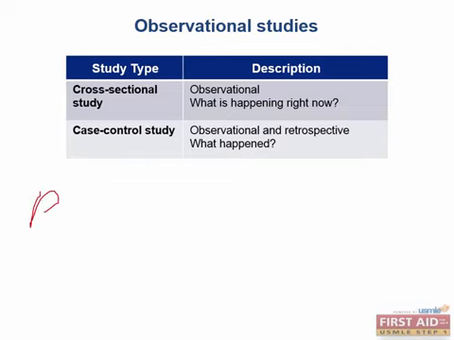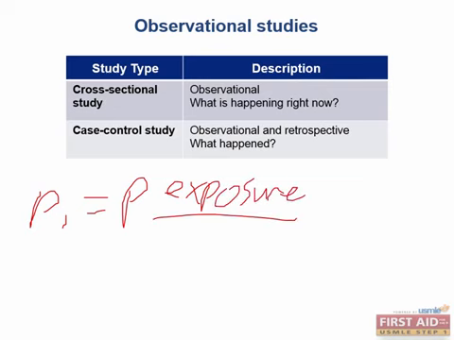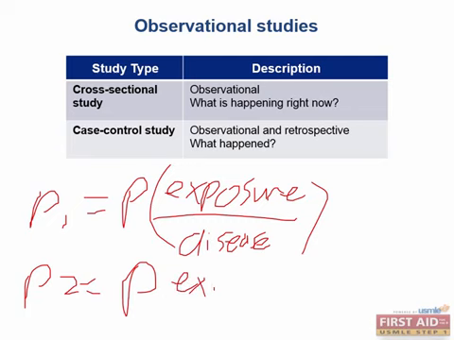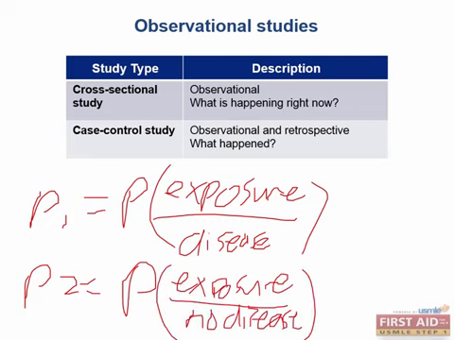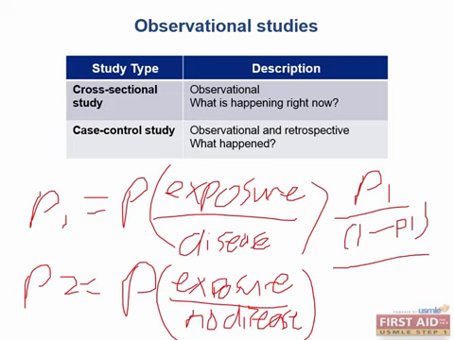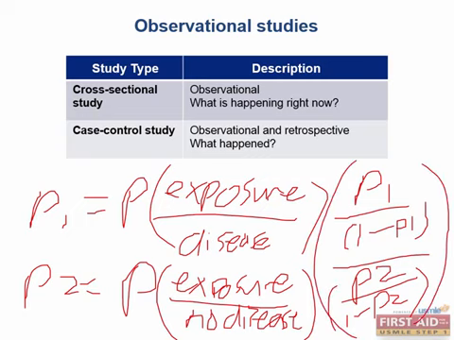Okay, so let's define P1 as the probability of exposure in the context of the disease. And let's define P2 as the probability of exposure in the context of no disease. Now, if we do that, putting everything together, we define the exposure odds ratio as P1 over 1 minus P1 over P2 over 1 minus P2. So this together would be the odds ratio.